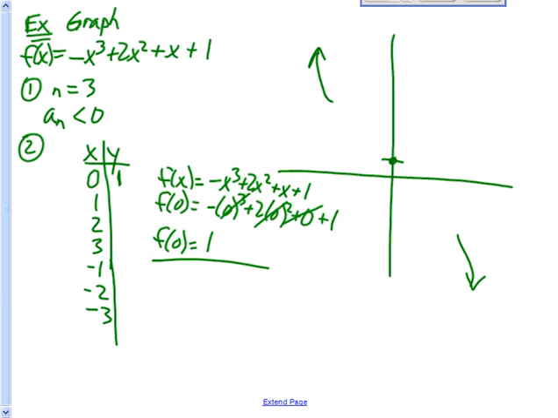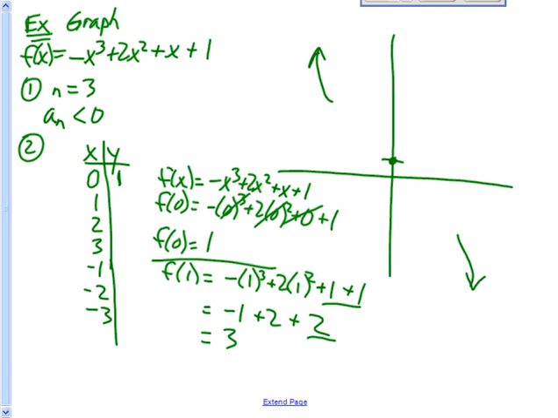Plug 1 in. Those give you that 2 there. So you've got 3. f of 1 is 3. So 1, 3. And you keep doing that, and you get 2, 3, then 3, negative 5, and you get negative 1, 3, negative 2, 15, and negative 3, comma, and that'll end up being 43, if you go through all that arithmetic.